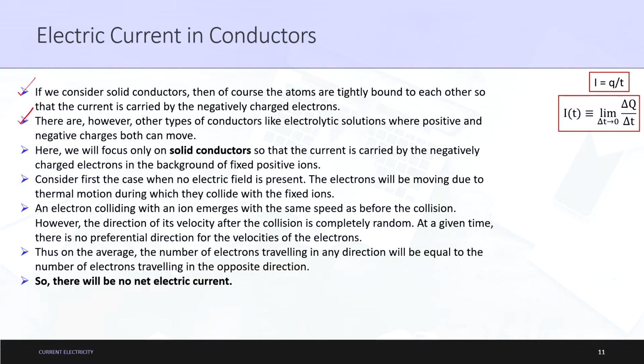Now, here we will focus only on solid conductors, so that the current is carried by negatively charged electrons in the background of fixed positive ions. So, our complete concept will be talked about with the production of current only happening due to the passage of negatively charged particles from point A to point B. Let me write it here. First of all, solid conductors will be dealt with very nicely, and here the first assumption is that the current is produced. Let me write it.